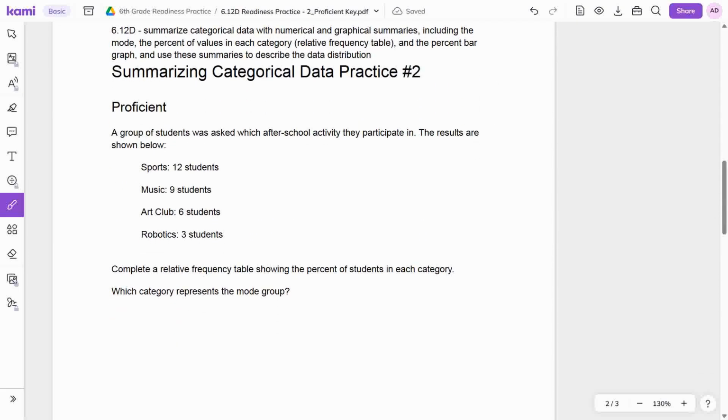So next we've got some categories here. Sports, music, art club, robotics. We need to complete a relative frequency table like we just did, but this time we need to calculate the percents. It's not given to us on a percent bar graph.